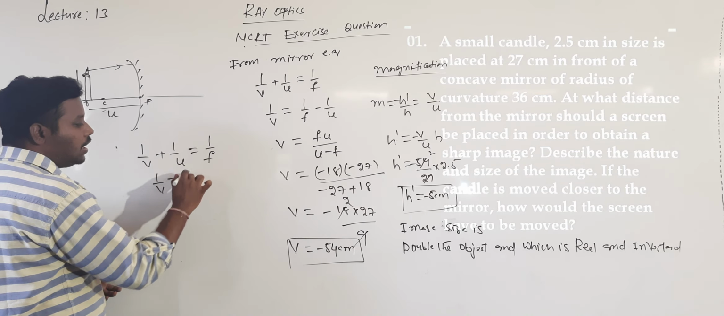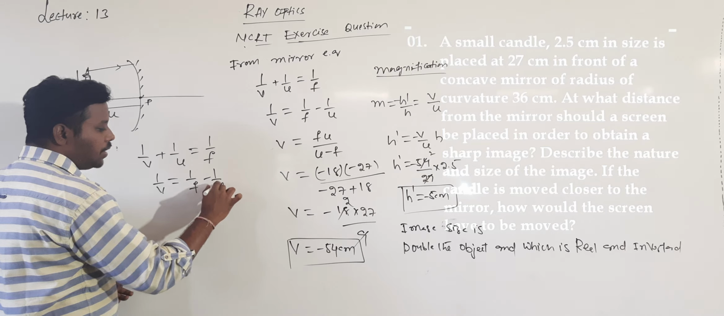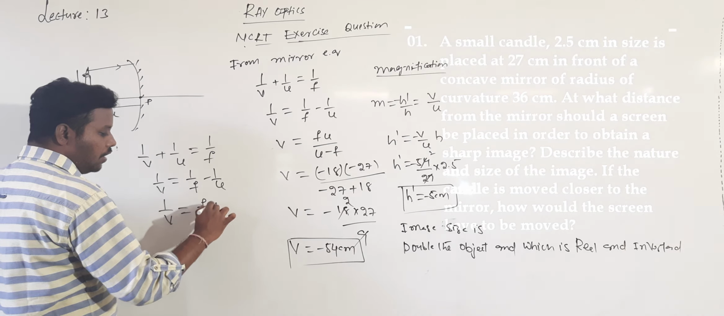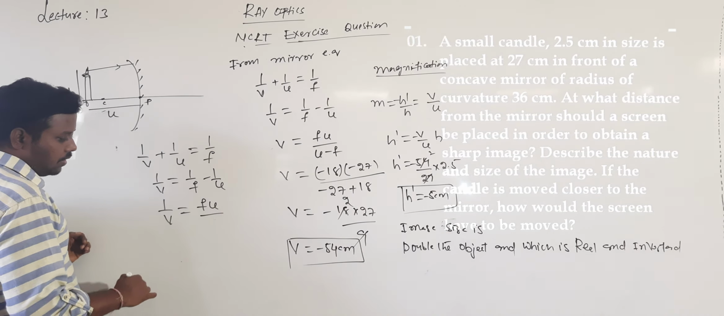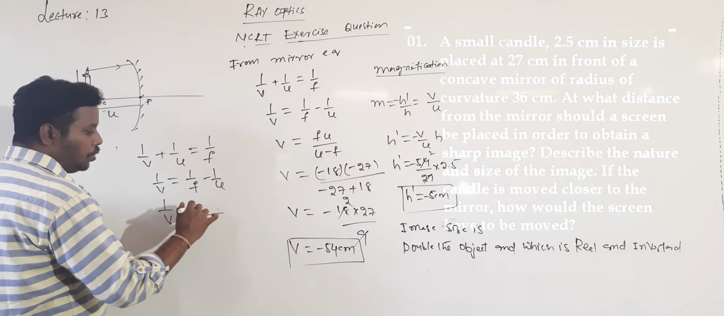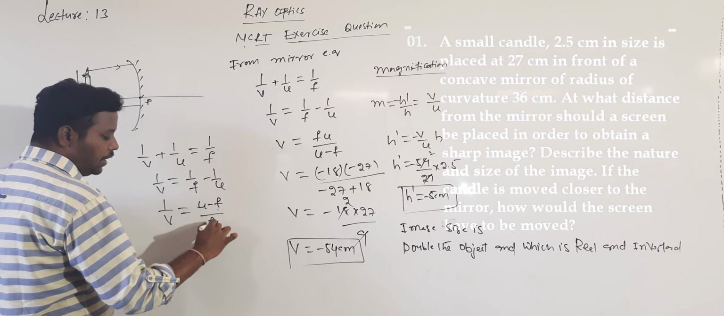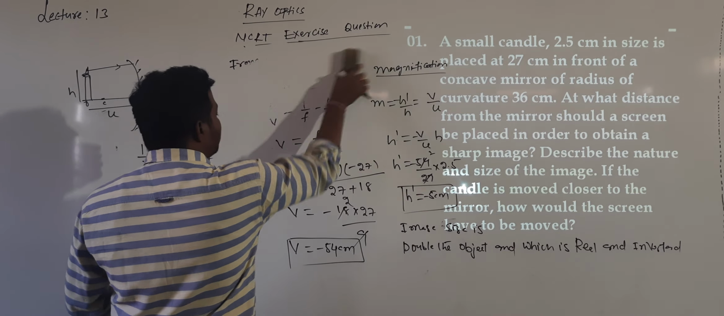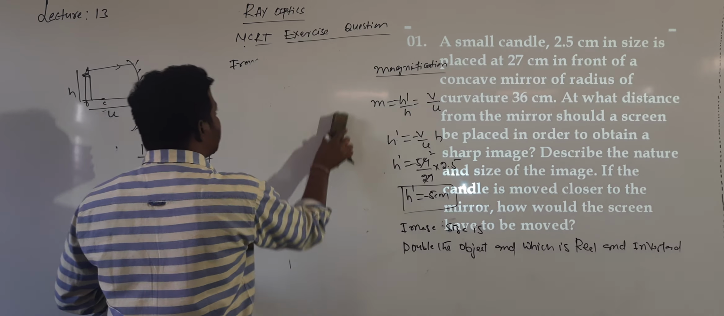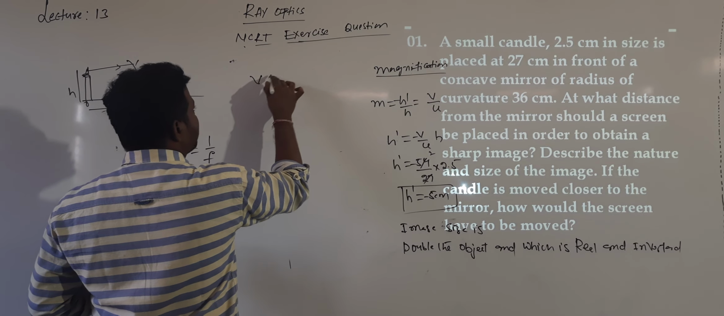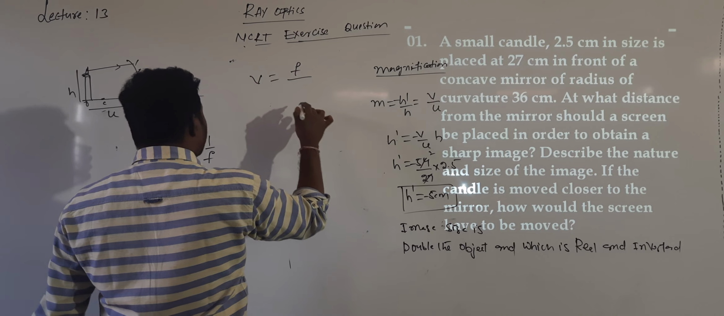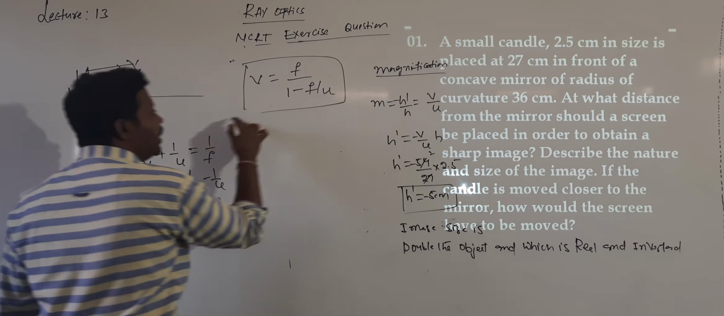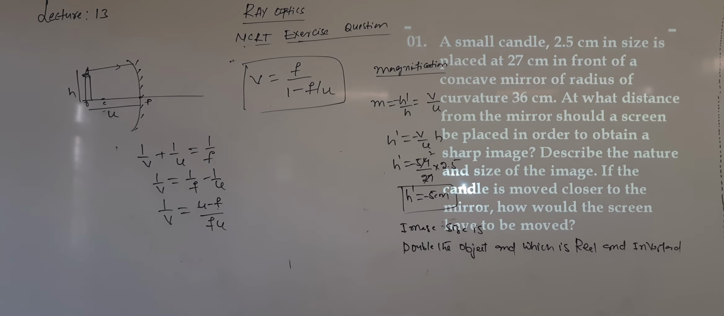So from this, 1/v = 1/f - 1/u. Then 1/v = (u - f)/(f u), which can also be written as v = f/(1 - f/u). This is the relation between the v value and the u value.